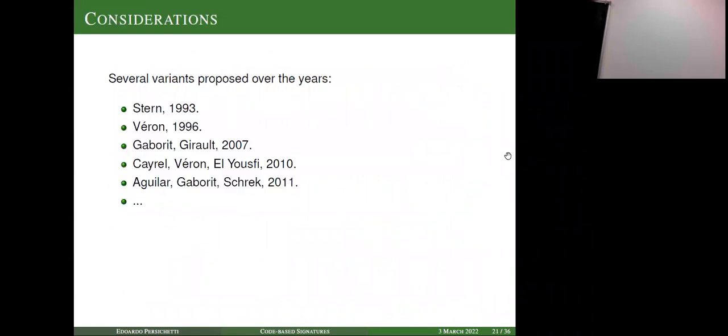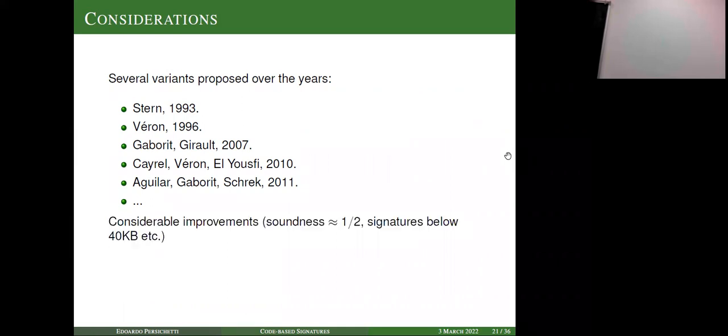Many variants were proposed over the years: Stern, Veron, Boyer, Cayrel, etc. They all try to use either a different framework, so instead of using syndrome decoding, they can make a list with the codeword. And all in all, we are able to bring the soundness down to about 1/2, which is better than 2/3. The signature is, depending on the literature and the computational tricks, around maybe 40 kilobits, and we're still far from something that we want to use in practice. The main problem here is that the signature is large.